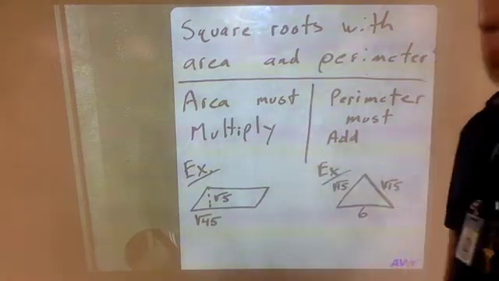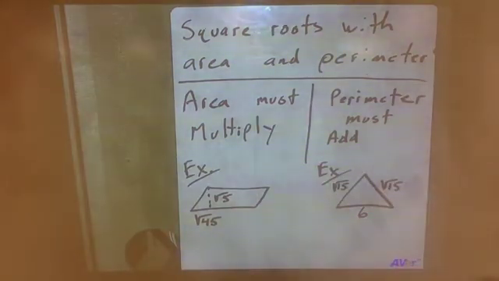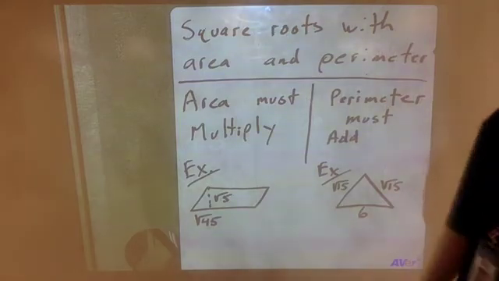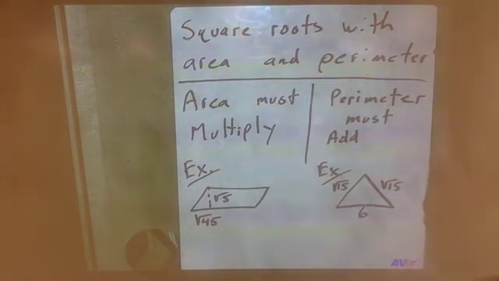All right, day 3 of area and perimeter. I'm going to deal with square roots again. The square roots are probably the toughest thing to deal with in this section. You may have to add them, you may have to multiply them, and you need to know how to do both. So when would that happen?